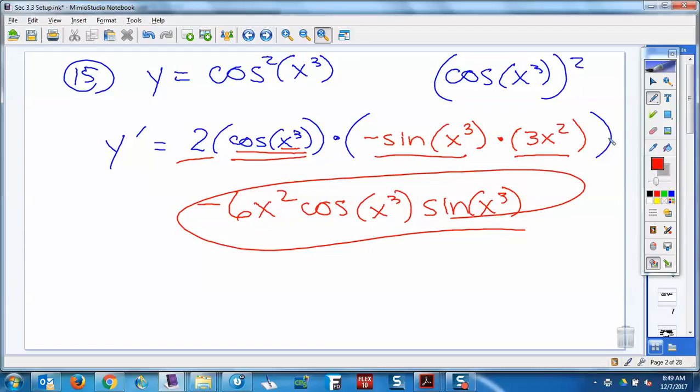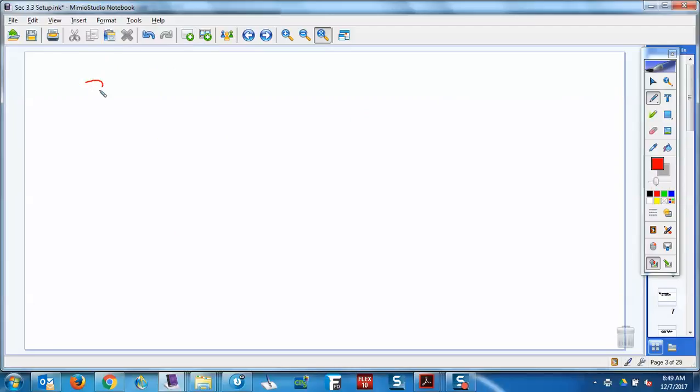Anything else before number 21? Yes? What's it say? Square root of 2 plus sine x over 2 plus sine. Square root of all that? Just that. Just this right here. Okay?